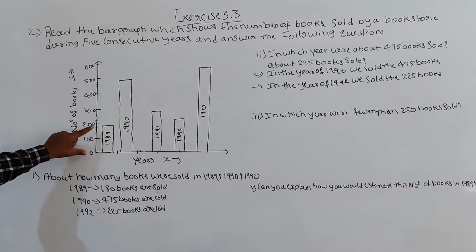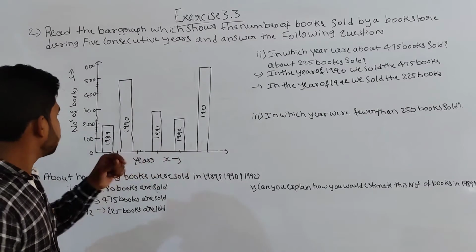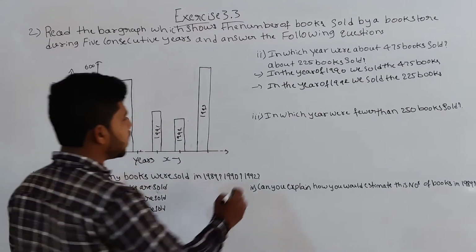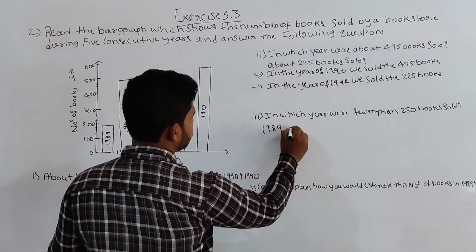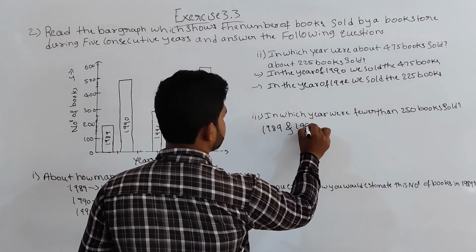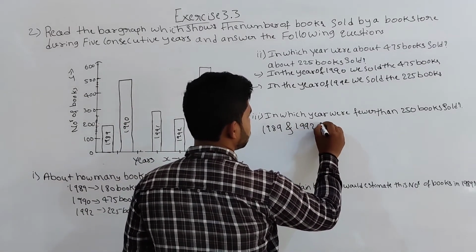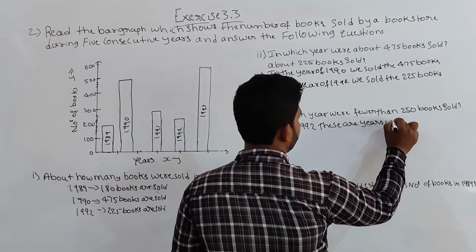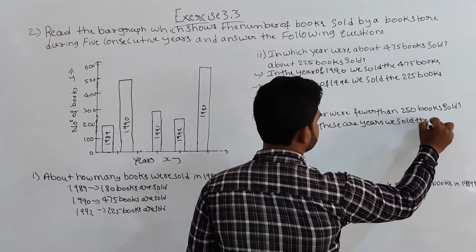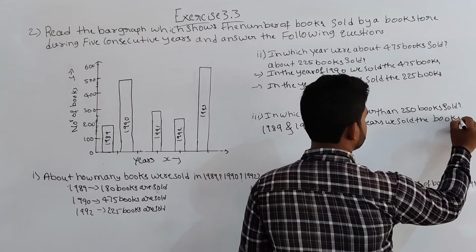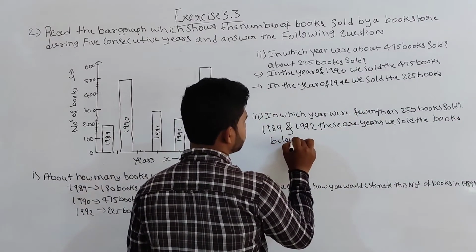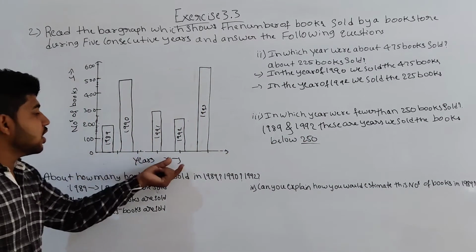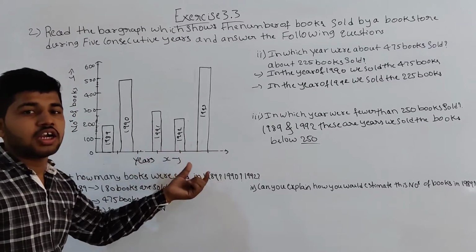In 1989 we sold 180 books, and in 1992 we sold 225. These are below 250. That is why in the years 1989 and 1992 we sold books below 250.